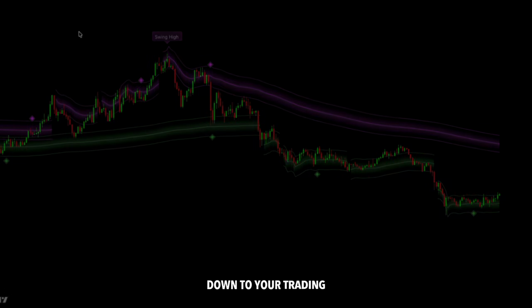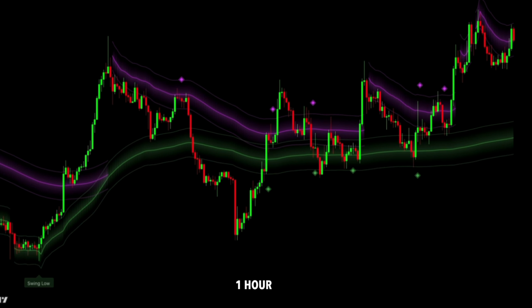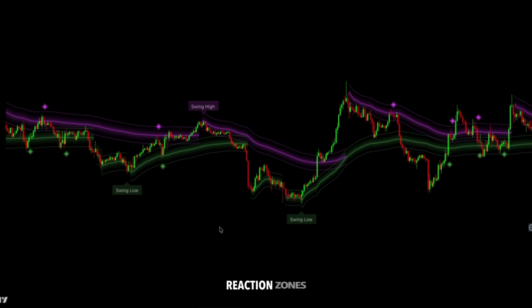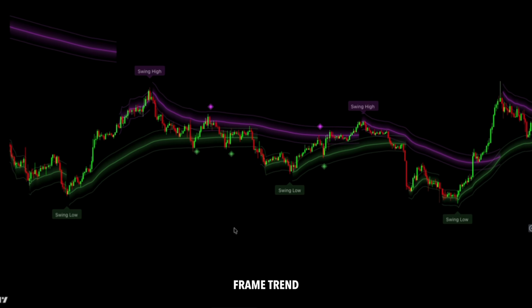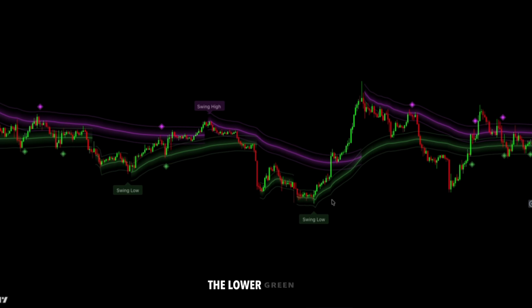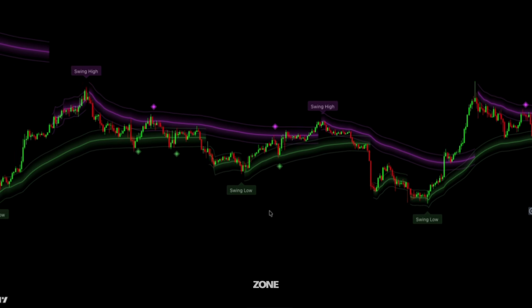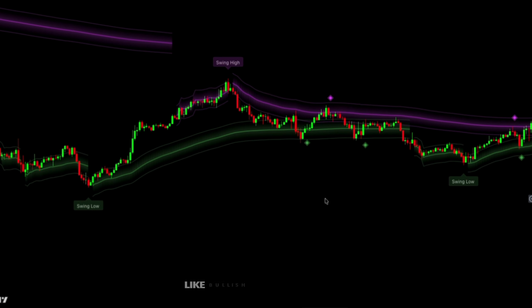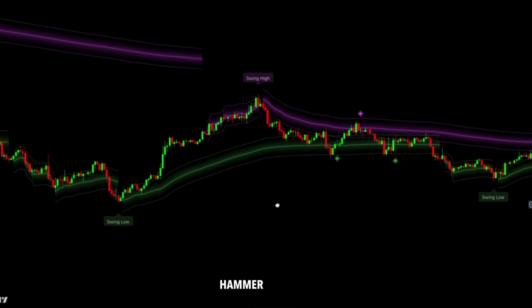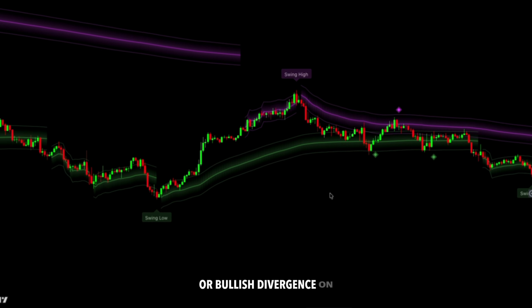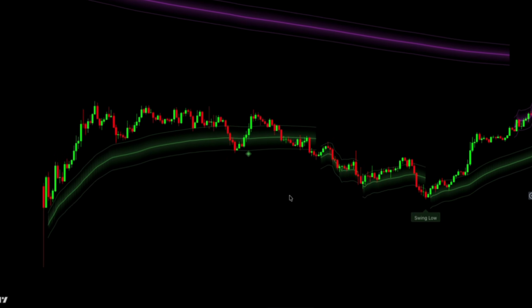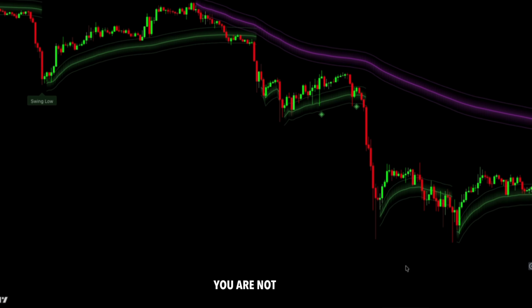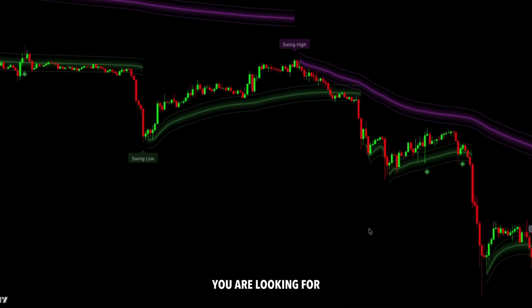Then drop down to your trading time frame, let us say the 1-hour or 4-hour chart. Use the swing structure bands to identify key reaction zones within that higher time frame trend. In an uptrend, the lower green band becomes your primary support zone. When price pulls back to this band, you look for bullish confirmations like bullish engulfing candles, hammer patterns, or bullish divergence on momentum indicators. These confirmations increase your probability of success. You are not blindly buying the band, you are looking for confluence.